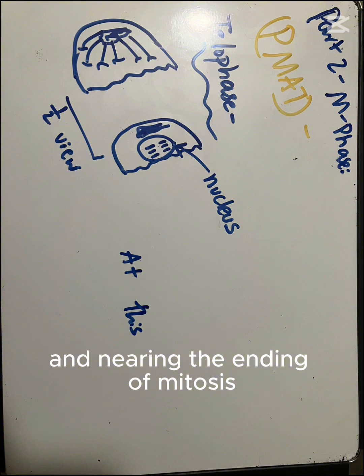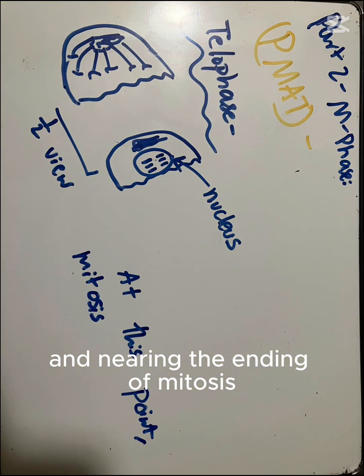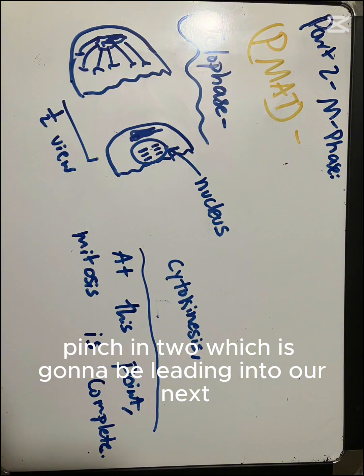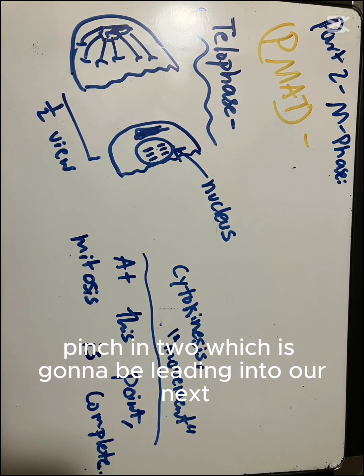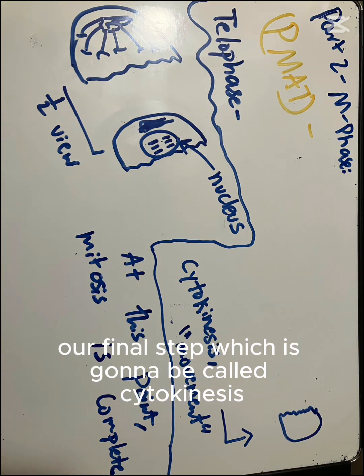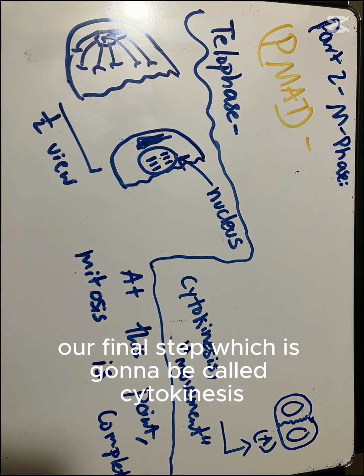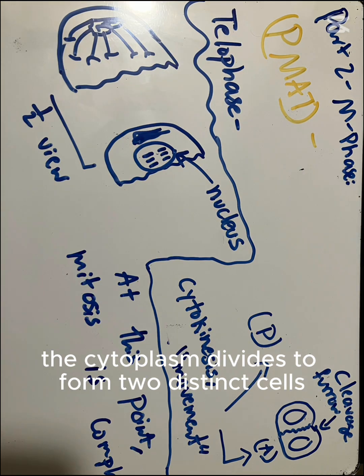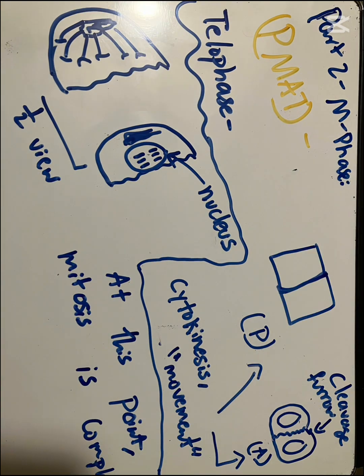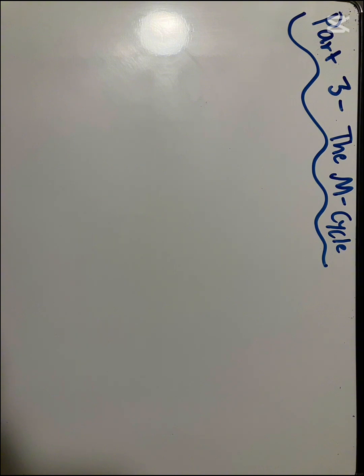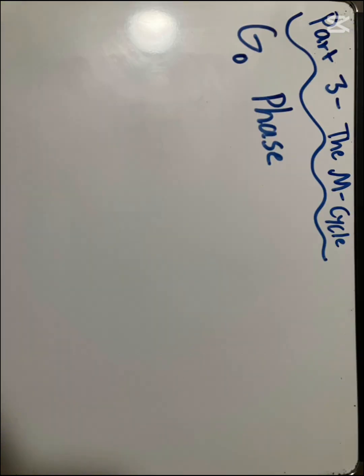Nearing the end of mitosis is when the cell actually begins to pinch in two, which leads into our final step, called cytokinesis. In cytokinesis, the cytoplasm divides to form two distinct cells. In animal cells, this happens when the membrane pinches inward, creating a cleavage furrow, and in plant cells, a cell plate forms between the two.